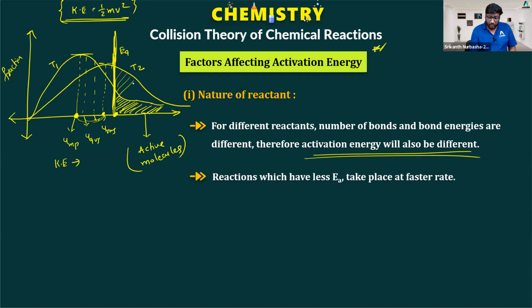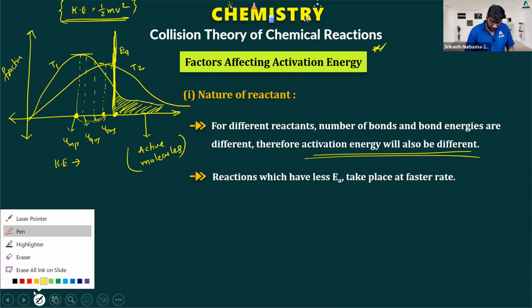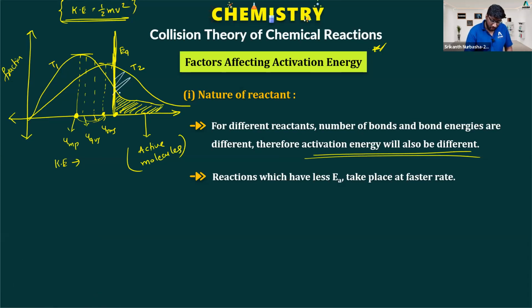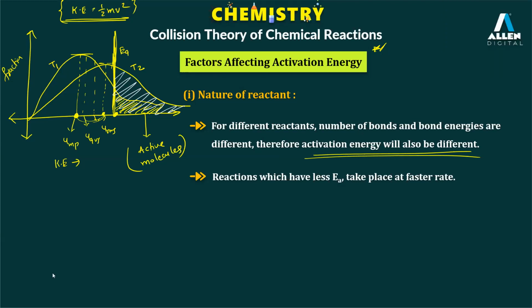All these molecules are now the active molecules. Yes or no? Yes. Earlier, the number of active molecules are less, which has greater than activation energy. Now, with increase in temperature, the number of active molecules have been increased. That you can understand from the Maxwell-Boltzmann distribution of velocities as well. Okay. So, first one factor affecting the activation energy is the nature of reactant.